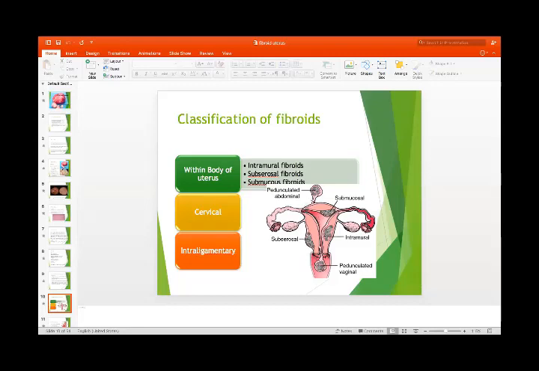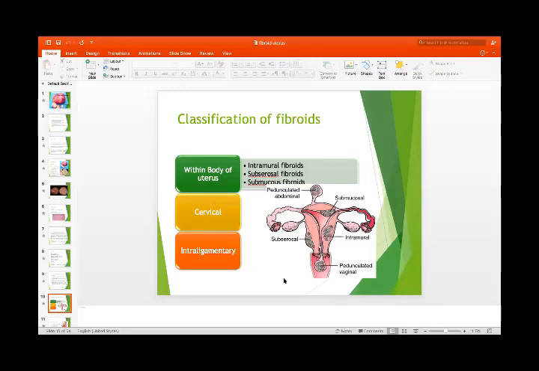And this is subserosal fibroids. If it gets pedunculated, then it is called pedunculated fibroid. And this is the pedunculated cervical fibroid. So it is arising from the cervix and it becomes pedunculated and it protrudes into the vagina. So this is a pedunculated cervical fibroid.